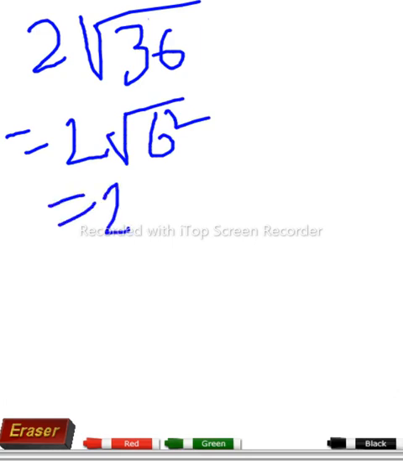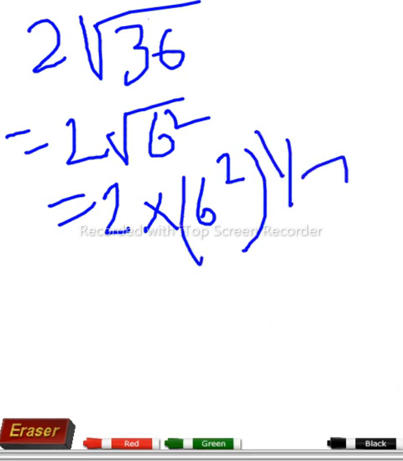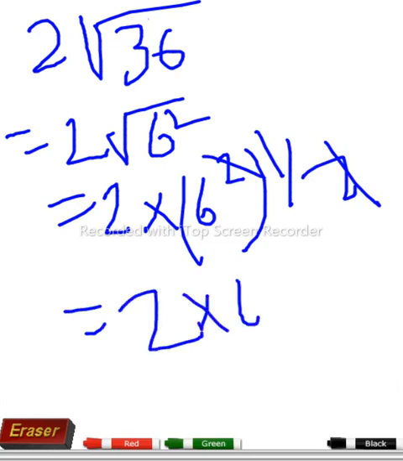As we know, square root means, again, we have 6 to the power of 2 under the root. Square root means 1 over 2, so we can cancel 2 by 2. We get 2 times 6, which means 12. 12 is our final answer after simplification.